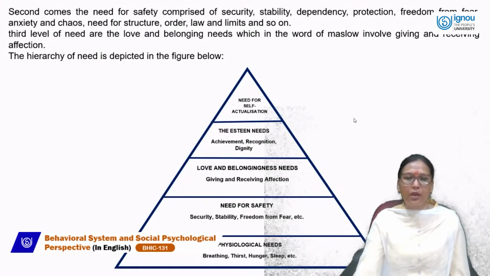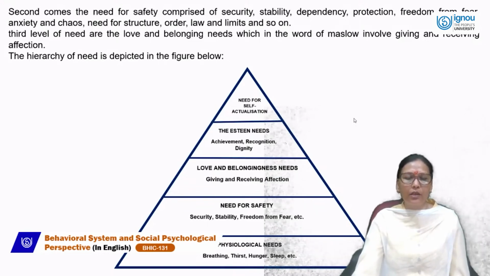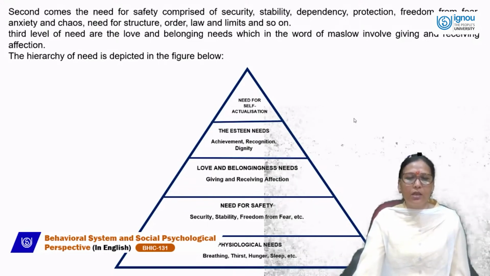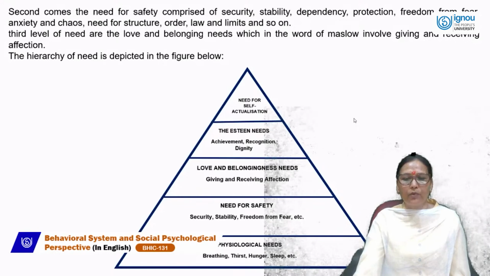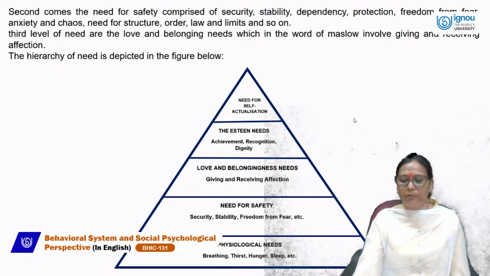Need for self-actualization, the esteem needs, achievements, recognition, dignity, love and belongingness needs, giving and receiving affection, the need for safety, security, stability, freedom from fear, etc., and the physiological needs: breath, thirst, hunger, sleep, etc.